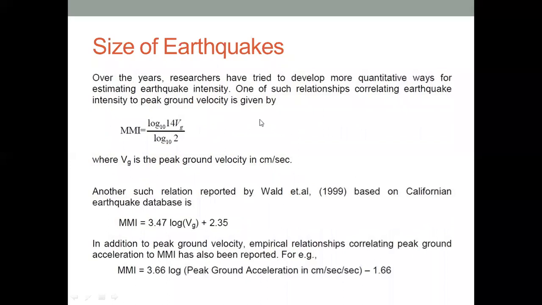And so how do we measure this MMI scale? Whether MMI is of how much? What is the value? That can be calculated using these formulas, where VG is nothing but peak ground velocity.